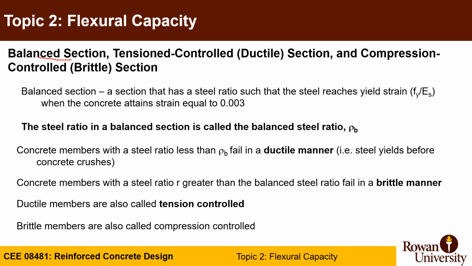So you have balance section, you have tension control section, you have compression section. The balance section is a really good concept: it is a section that has a steel ratio such that the steel reaches yield strain, F yield divided by ES, when concrete attains strain equal to 0.03. So concrete will crush at the same moment as steel yields. And this ratio we call rho balance.